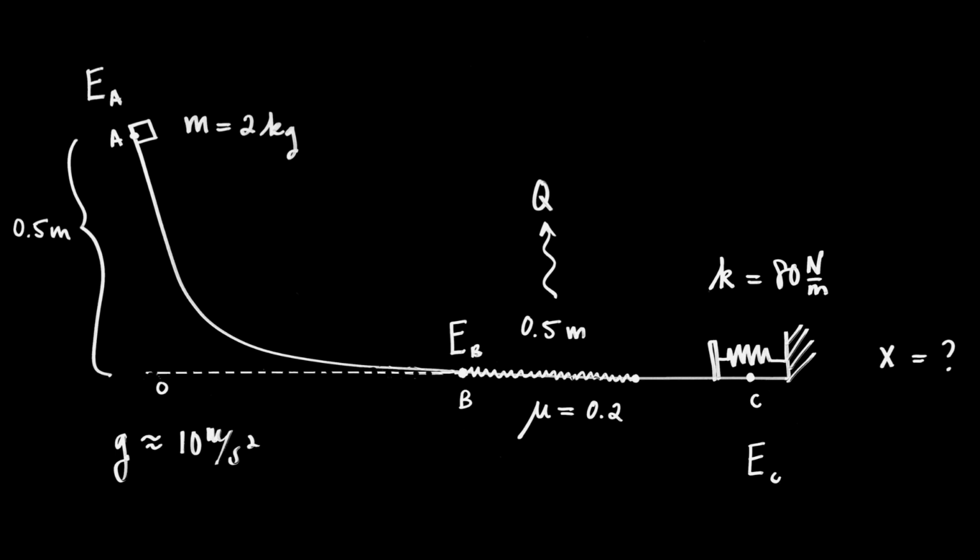So it slides down here frictionlessly until it arrives at position B here, where all of a sudden the surface upon which it slides becomes rough.